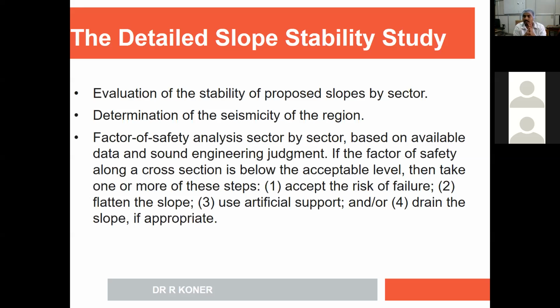So if that is the situation, then you have to flatten the slope. You cannot go with 1.1 factor of safety or 1 factor of safety. If flattening of the slope is not possible, then you have to use artificial support. We use gabion walls. We also give a higher amount of berm width to accommodate local failure. We also go for draining the slope.